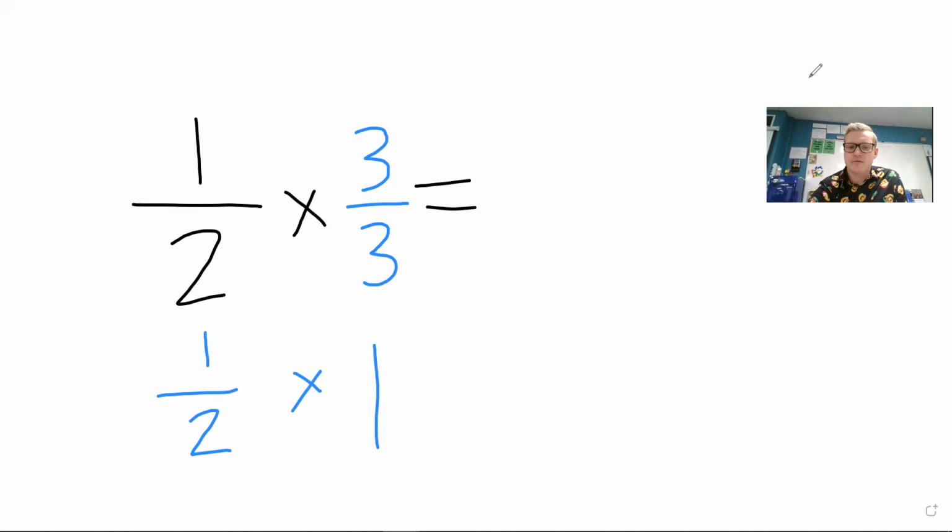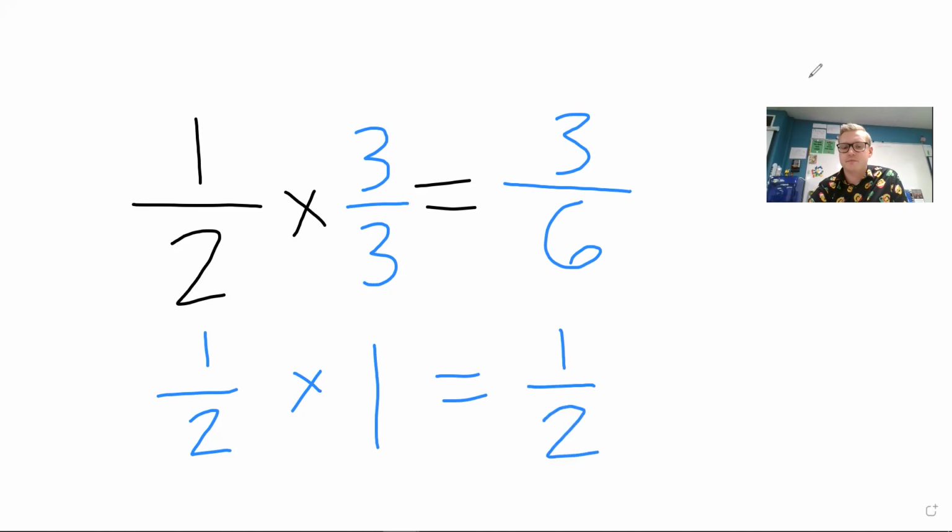But I'm trying to give this top number, 1/2 times 3/3, a new denominator. So 1 times 3 is 3. 2 times 3 is 6. 3/6. And what does 3/6 equal? 1/2. So everything there on this top equation, 1/2 times 3/3 equals 3/6. That's the same thing as 1/2 times 1 equals 1/2.